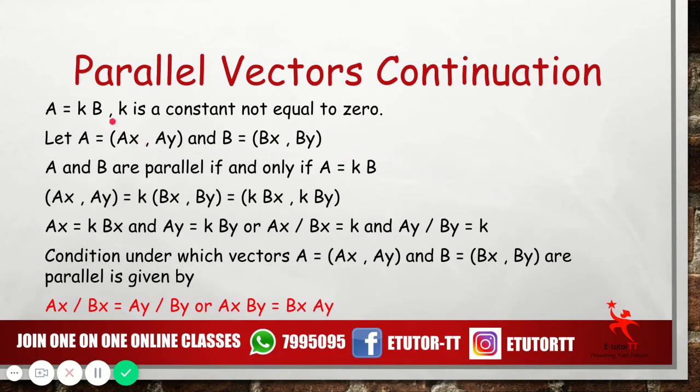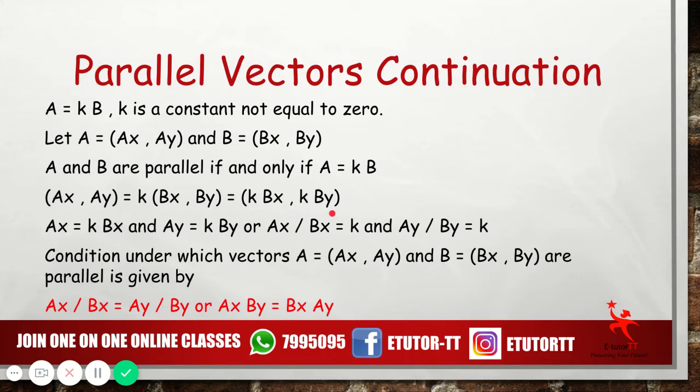A equals kB, where k is a constant not equal to 0. Let A equal (AX, AY) and B equal (BX, BY). A and B are parallel if and only if A equals kB. So we know it's only parallel if A equals kB, and we know A is equal to (AX, AY) and B is equal to (BX, BY). So we're just going to replace A and B with (AX, AY) and (BX, BY). So we get (AX, AY) equals k times (BX, BY). And for this part, k times (BX, BY), we just multiply k by everything within the brackets. So we get k times BX, which is kBX, and k times BY, which is kBY.